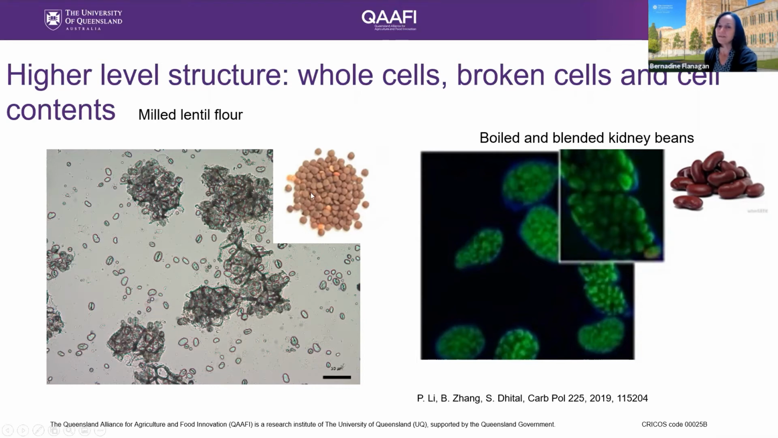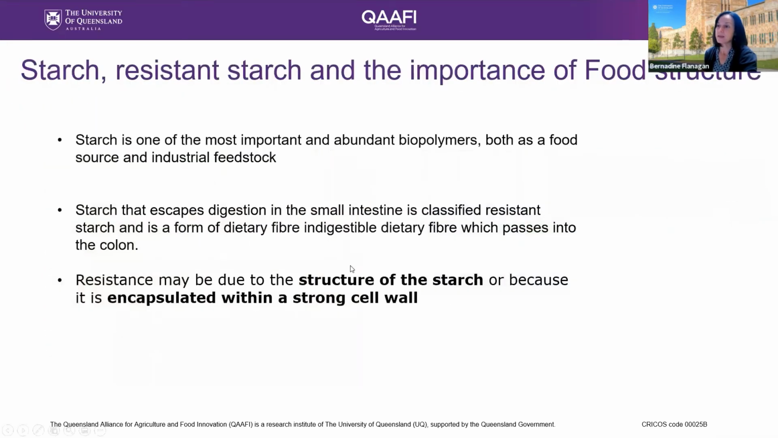So here we have a milled lentil, and you can see that many of the cells are broken and the starch is spilling out. But if you boil your kidney beans before you blend them, you can get all your starch encased within these cell walls. So if it's inside the cell wall, it's not going to be digested, and then it's resistant starch, and that means it can go through for fermentation.